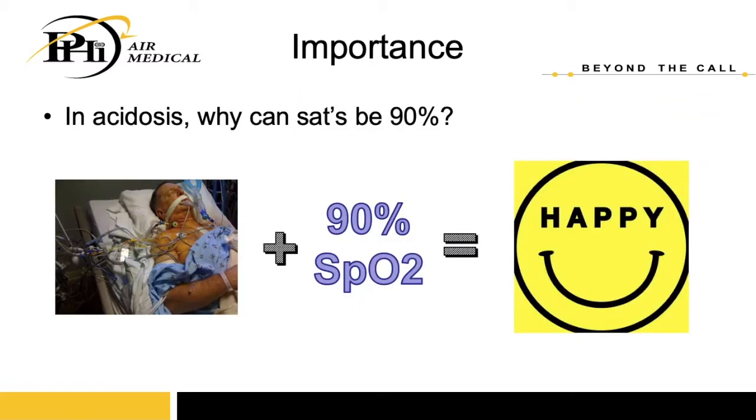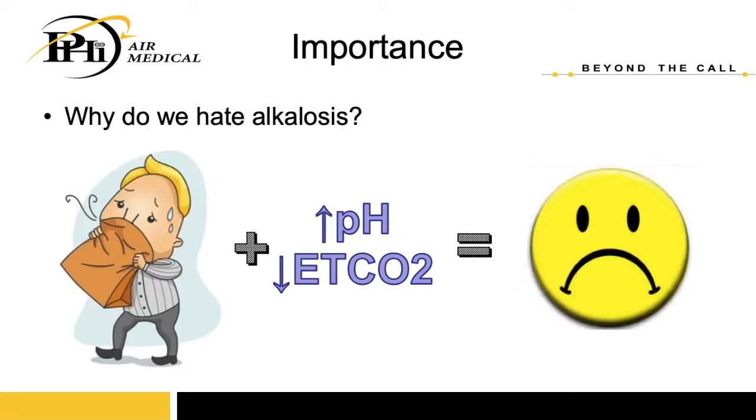So the reason that we learn the oxyhemoglobin dissociation curve is simply to answer really two questions. The first question is, in acidosis, why can our sats be 90% and still make us super happy? And on the flip side of that, why do we hate alkalosis so much? Why do we see that end-tidal CO2 of 20, and that patient is not in a severe acidosis, and we don't like it?